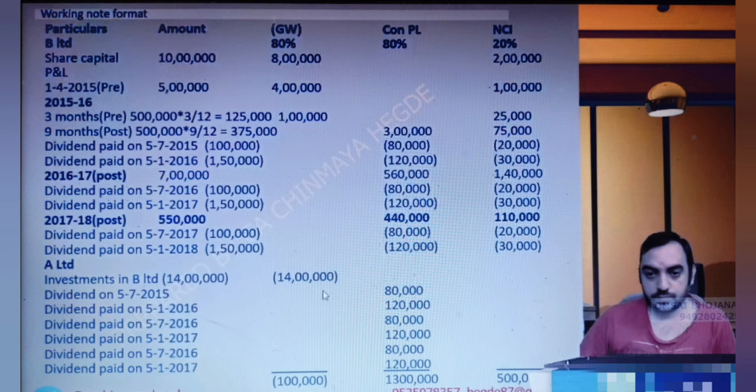It's not just post. Acquisition took place on 1st of July. The year will be divided on a proportionate basis, 3 by 12 and 9 by 12. So this 3 by 12, whatever we get, that will be pre, and 9 by 12, whatever we get, will be post. I think 1,25,000 is pre and 3,75,000 will be post.